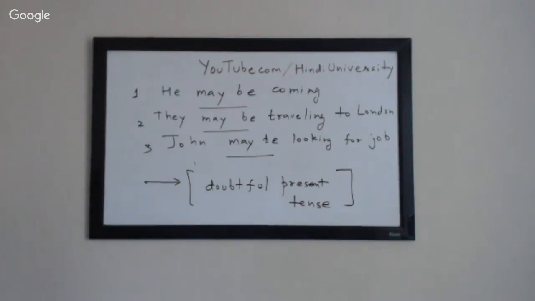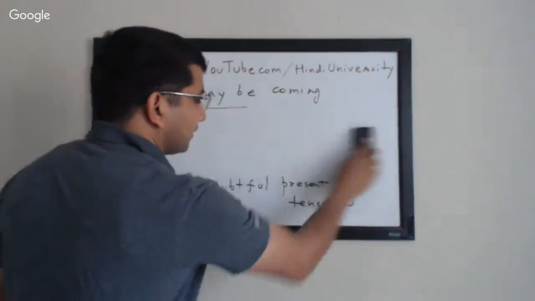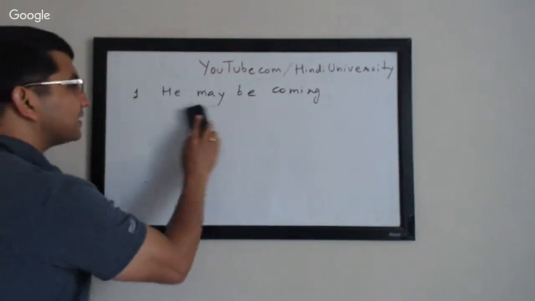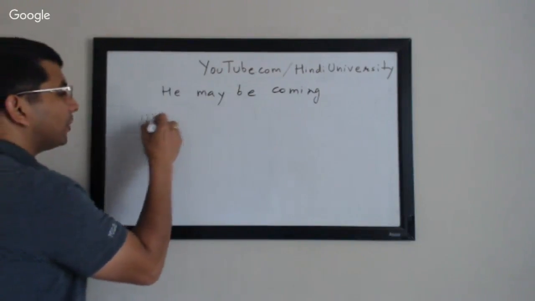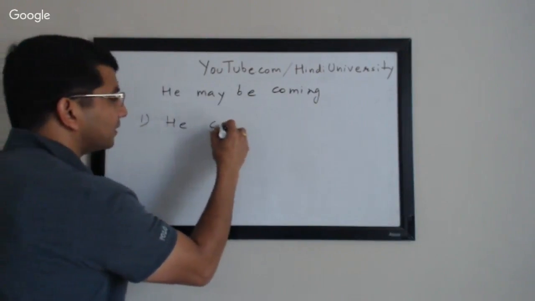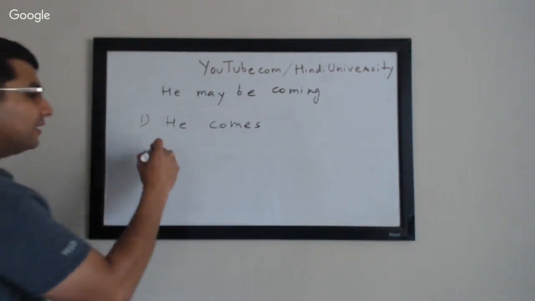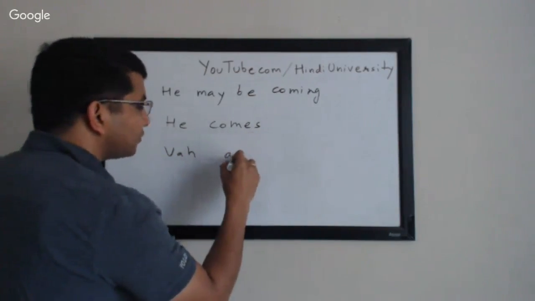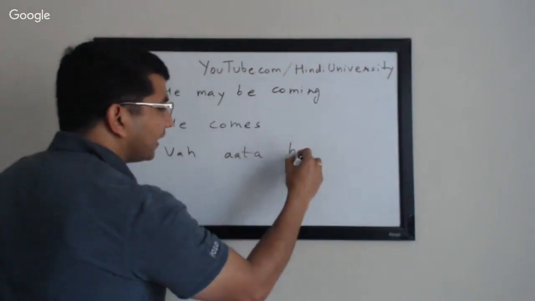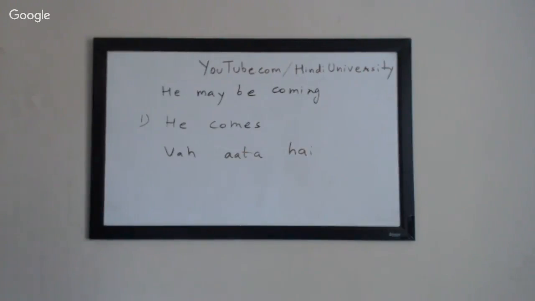Okay. So let's take one example. He may be coming. If you remember, as I said, in the simple present tense or present indefinite, when we spoke about he comes, it's rather very simple, right? It's vah for he, and the verb to come is aana, right? So you said vah aata hai. Okay, vah aata hai. Now, he may be coming.